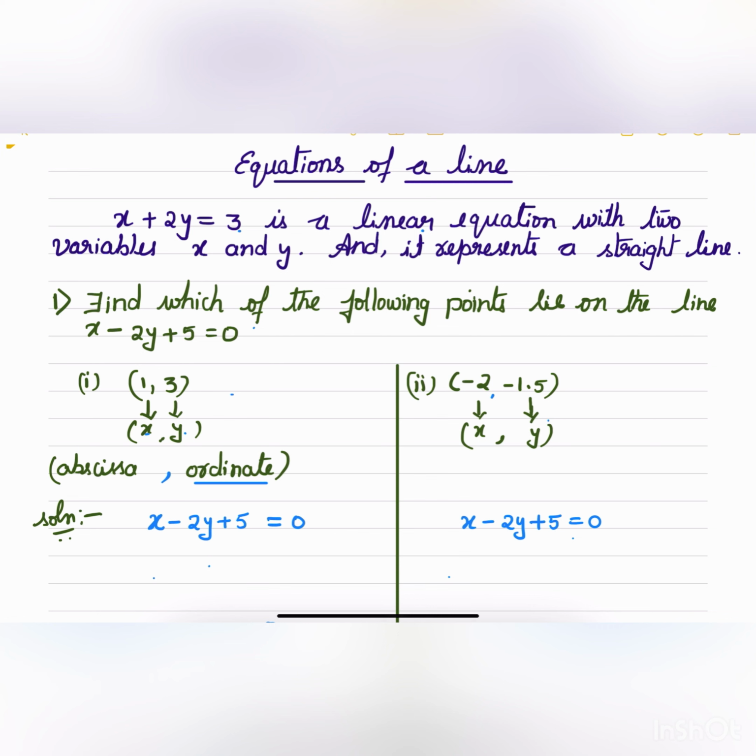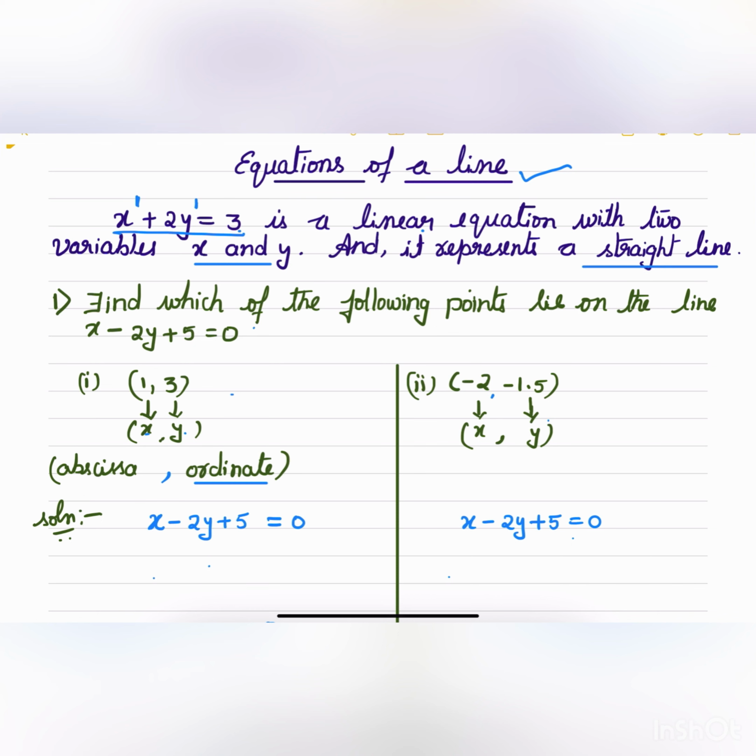Today in this video we are going to learn about the equations of a line. Let us start with the equation x + 2y = 3. It's a linear equation since its powers are 1 and 1 for the variables x and y. And this kind of equation can be represented as a straight line on a graph.